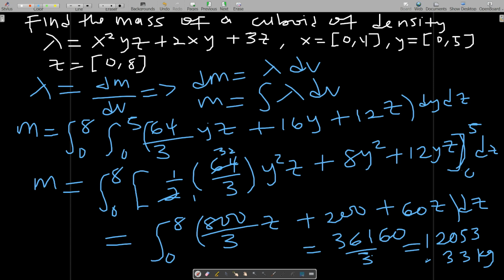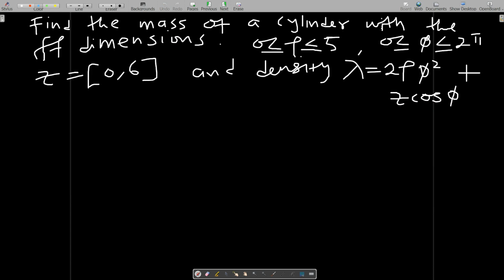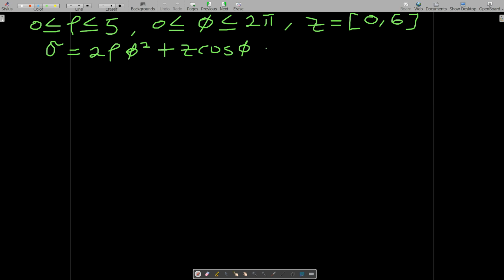Alright, I just punched this on a calculator because of time factor, but you can also go through the integral of the z aspect, okay. Alright, so let's move on. Now find the mass of a cylinder with the following dimensions, okay. So the dimensions are given as this, okay. You are supposed to find the mass of this, okay.